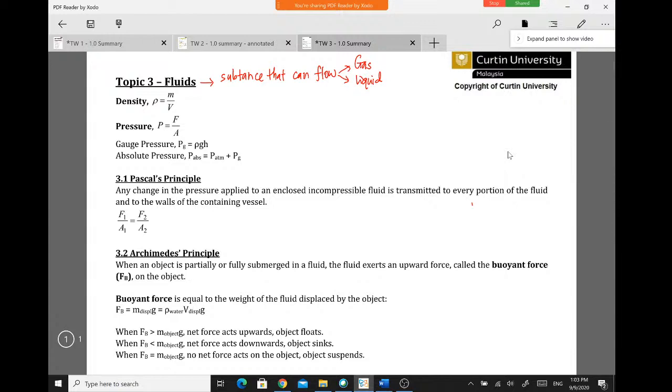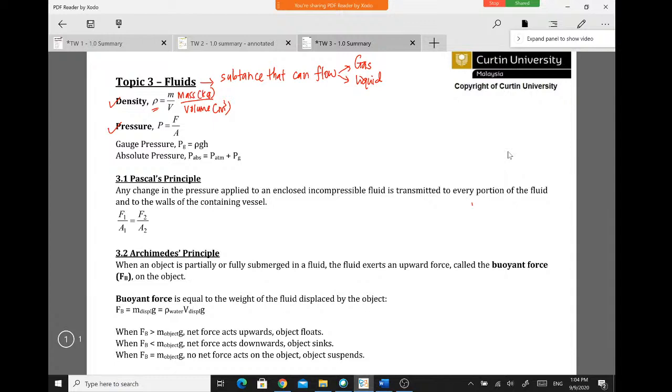So in terms of describing the properties of fluids, two terms are being used. The first one is the density, which is denoted by the symbol rho, and is calculated by mass over the volume. So the SI unit will be in kg over meter cube.